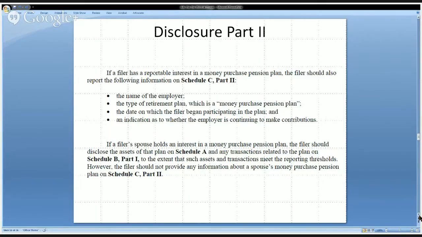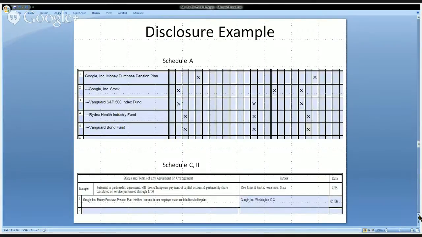Yeah, let's take a look at an example of the disclosure of a money purchase pension plan. So in this case, we have a Google Incorporated money purchase pension plan. Within it, we have some Google stock, the S&P 500 Index Fund, the Ridex Health Industry Fund, and the Vanguard Bond Fund. You're right, Patrick. This looks like an awful lot of defined contribution plans I've seen. Yeah, you often find that you have securities in the organization or the employer.